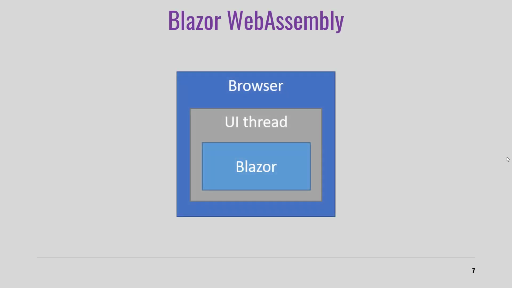Let us understand the Blazor WebAssembly hosting model. Blazor WebAssembly apps run client-side in the browser on a WebAssembly-based .NET runtime. The Blazor app, its dependencies and the .NET runtime are downloaded to the browser. The app is executed directly on the browser UI thread. UI updates and event handling occur within the same process.